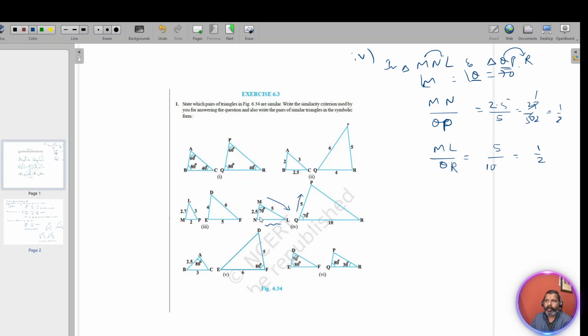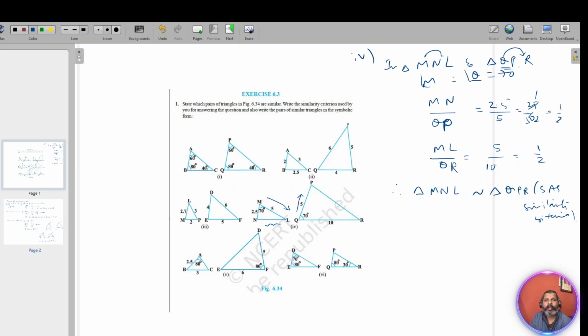M to N, MN means you are going away from 70. There are two ways, MN or ML. Similarly, QP or QR. So you are moving MN to the no value side, so QP to the no value side. So MNL should correspond to QPR. Please make a note. Therefore, two sides are in proportion and one angle is the same. Therefore, we will say triangle MNL is similar to triangle QPR by SAS similarity criteria.